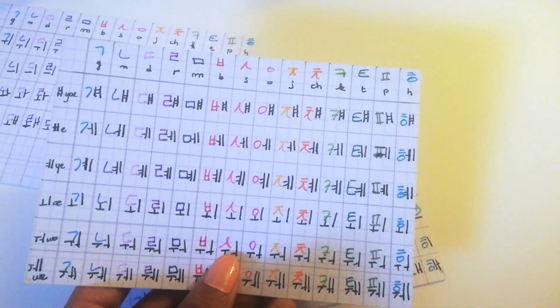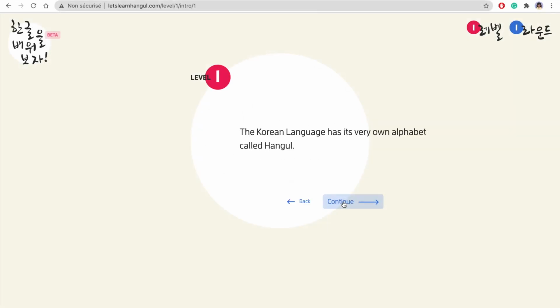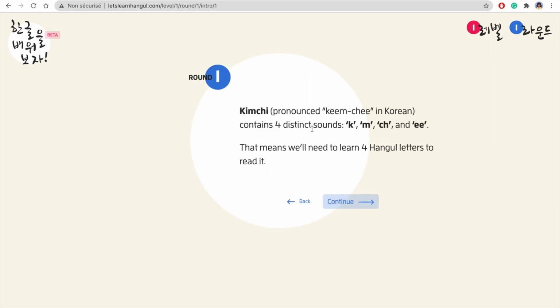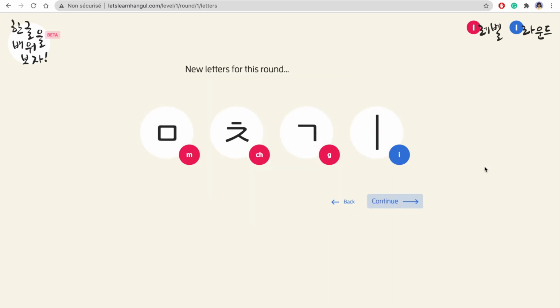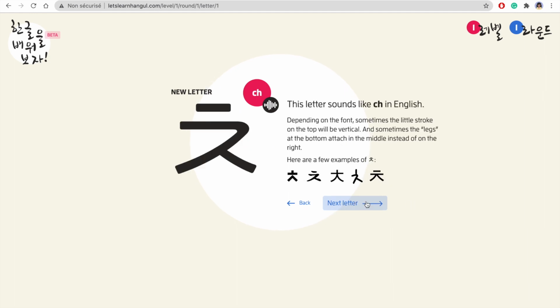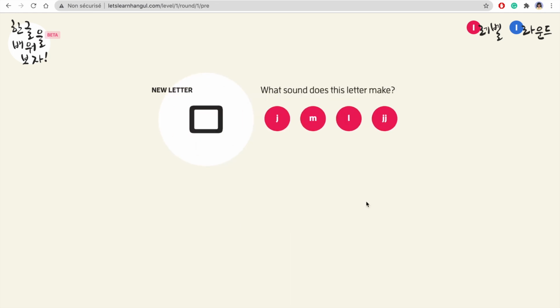It took me 3 weeks to learn the Korean alphabet, but you can do it in 1 week or 2 days if you want. I didn't know about this website before, but it's very well designed, so I wanted to share it with you. It's very educative, so you will have small quizzes to help you understand the Korean alphabet. By the way, it's called letslearnhangul.com.